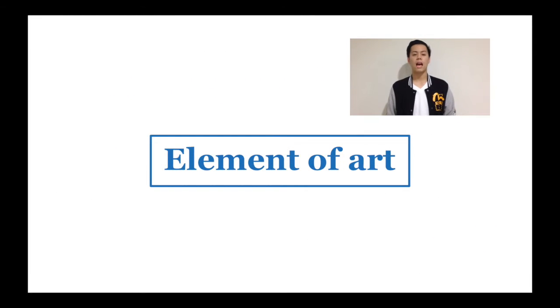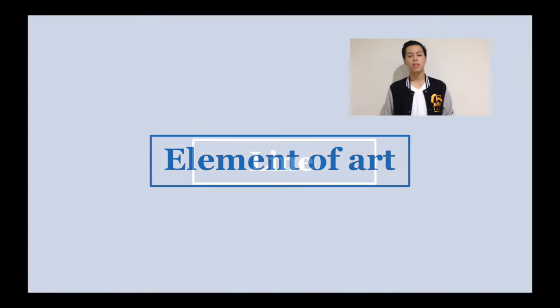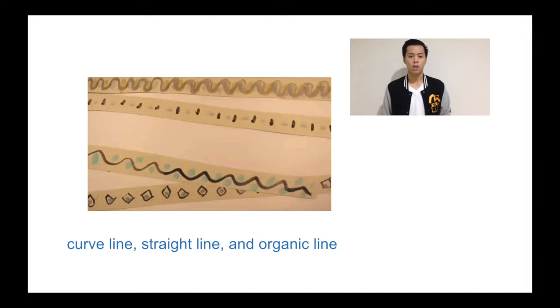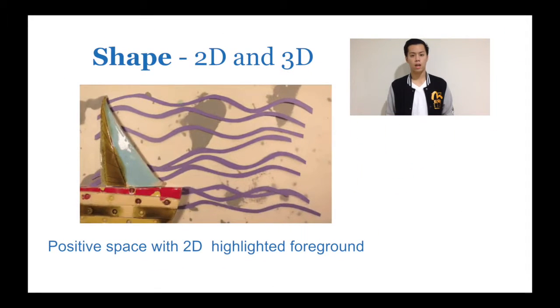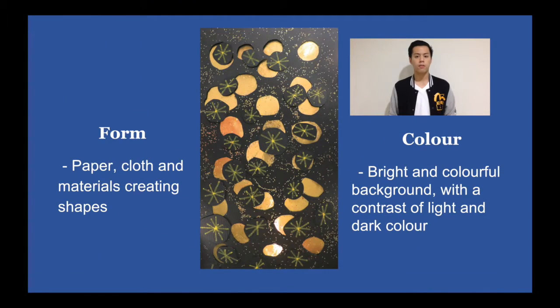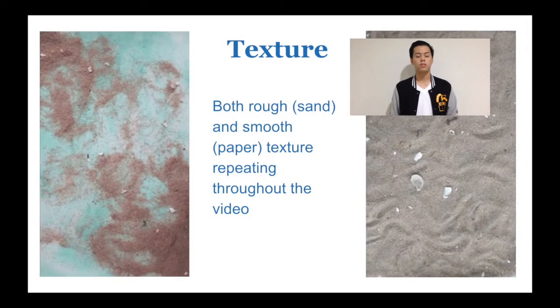Elements of art consist of line, shape, space, form, and texture. Starting with line, there are curved lines, straight lines, organic lines, dotted spots, and diagonal lines. There are also 2D and 3D shapes and the use of space, which is positive space and highlighted foreground. By form, they use art materials that create shapes, such as cloth and colored paper. The color consists of bright and colorful backgrounds. Throughout the video, there is a contrast of light and dark colors between materials and the backgrounds. There are both rough and smooth textures repeating throughout the video, such as the sand and papers.